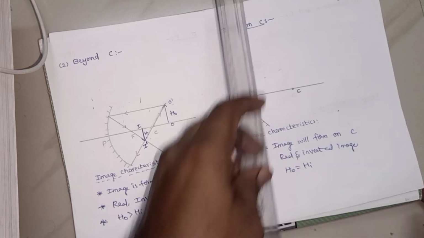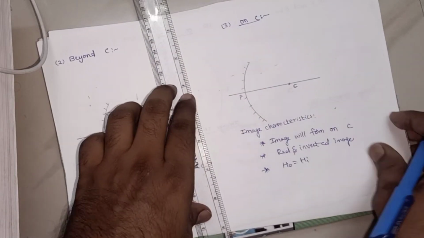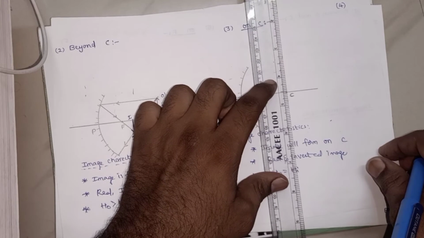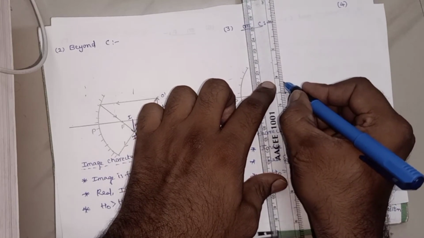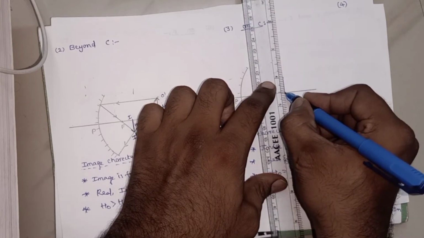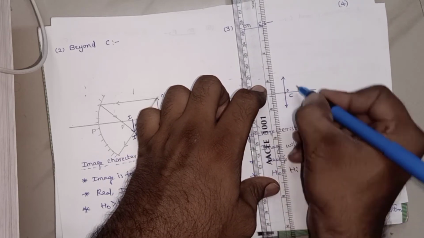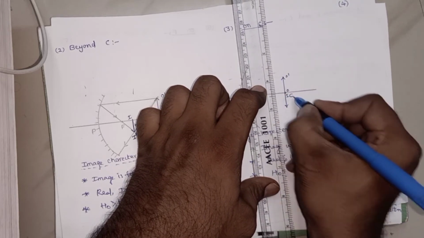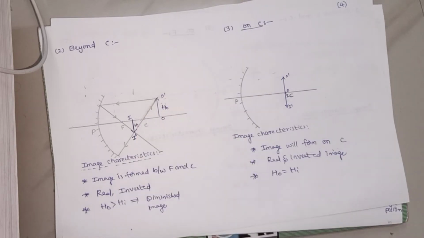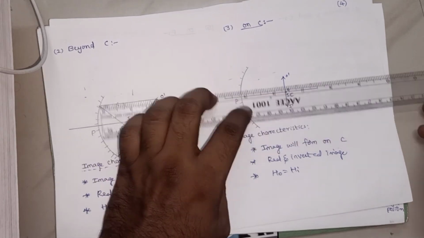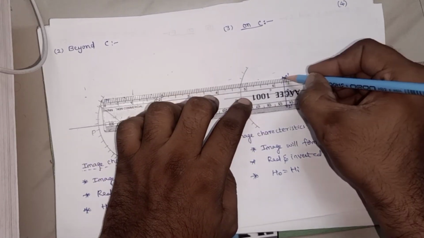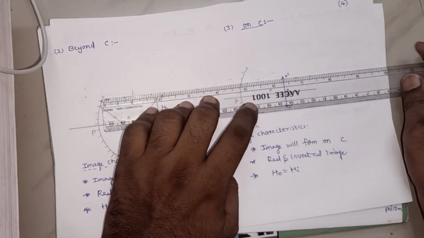So in the first step, I won't locate focus to draw the simple ray diagram. I will take the object and the image, same height. O dash is the object and I dash is the image. Both I have taken on the point C only. Now the first thing, rule 1 here I am applying.